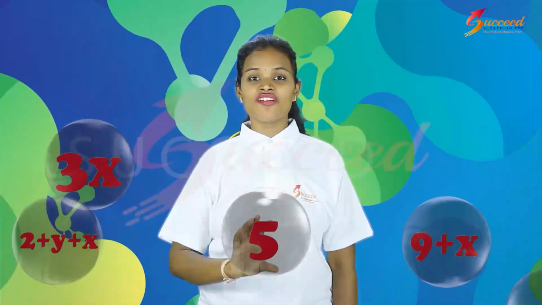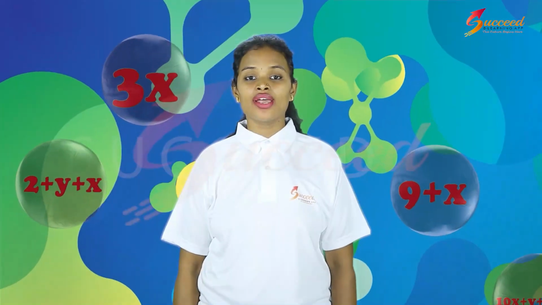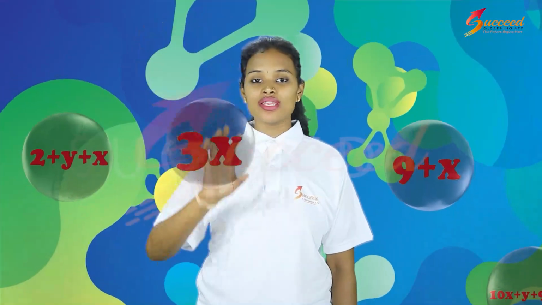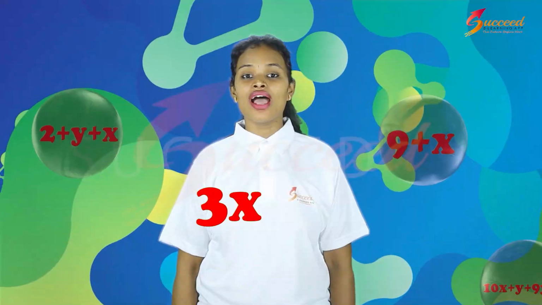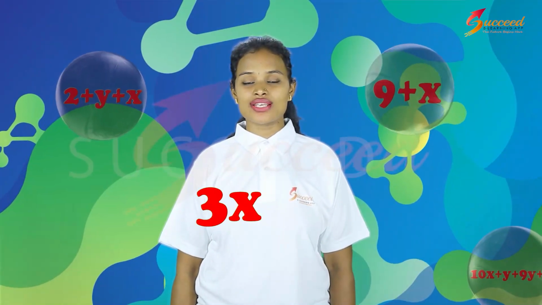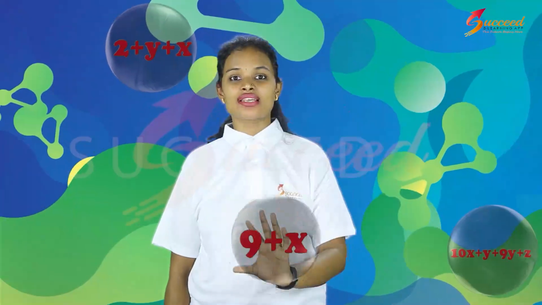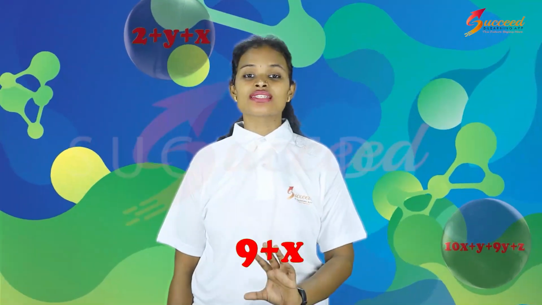Examples of monomial. Here the number 5 is a monomial having only one term, and even 3x is a monomial, having 3 multiplied by x whole together as one term. Let us now look at the examples of binomial. Here 9 plus x is a binomial, which is separated by a plus symbol.